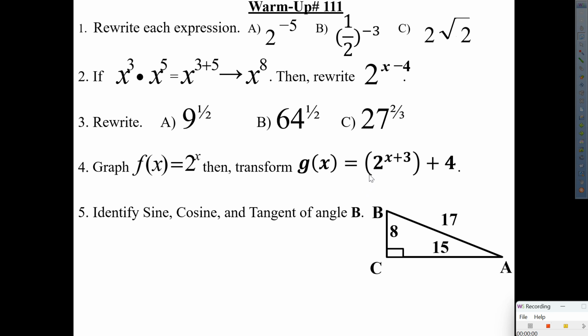Warm-up 111's on the screen, and that shouldn't take you long. Get a Cornell note right after that because we have a lot of stuff to cover today. We're moving on.